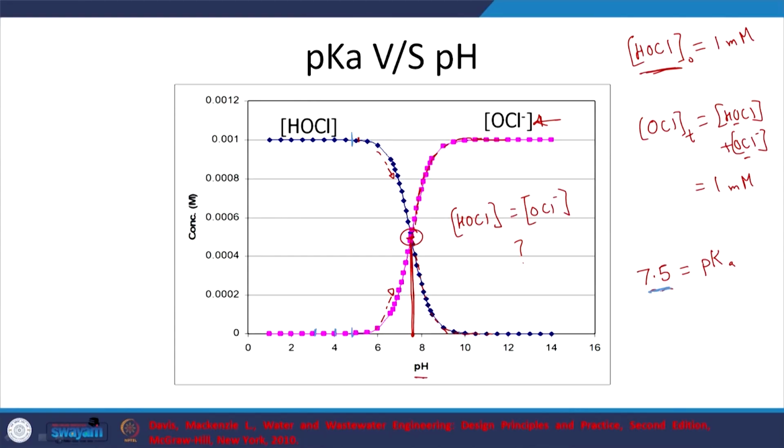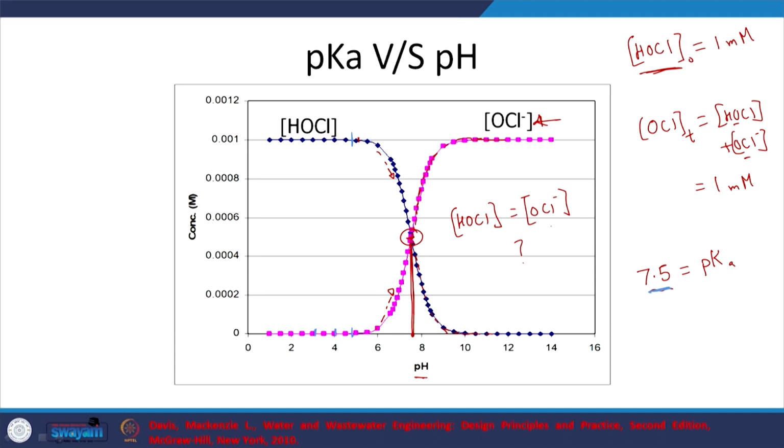So, it will not affect the pH. That is something to keep in mind. By looking at the pKa, we can tell whether it is a strong acid or a weak acid. Though I digressed, I think it is relevant in this context. Why is that? Because 7.5 is the pKa of this HOCl and OCl minus.